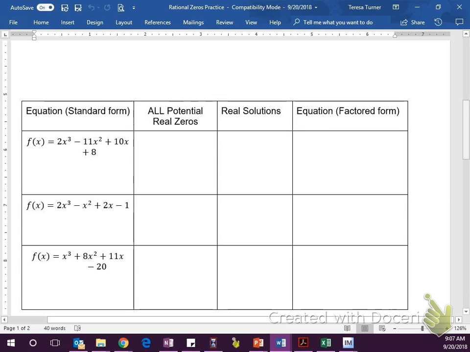I don't know if I can fit it in those little boxes, but we'll try. So we have P over Q, where P is all the factors of 8, and Q is going to be all the factors of 2. So that's going to be 8 and 1 and 2 and 4, over plus or minus 2 and plus or minus 1. See, I can't fit this into that little box. And I shouldn't have done that there, because now I can't.